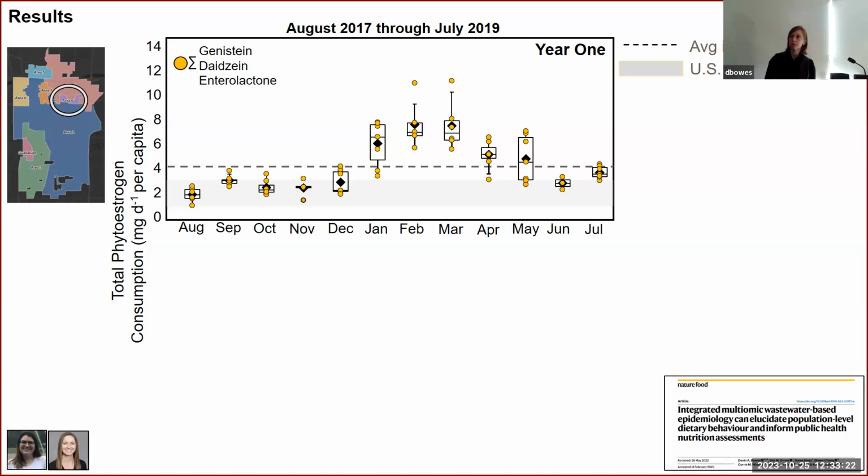And so what we're looking at, so this is a 2-year study. And I'm sorry, I'm still trying to get this to go away, but it ran from August 2017 through July of 2019. And what you're looking at is total phytoestrogen consumption in milligrams per day, per capita, or per person. Each yellow dot is the sum of those 3 chemicals, genistein, daidzein, and enterolactone. That gray shaded region, which actually looks pretty faint up on the screen here, is that US estimate 1 to 3 milligrams per day. And the dashed line is the average that I measured in wastewater here.